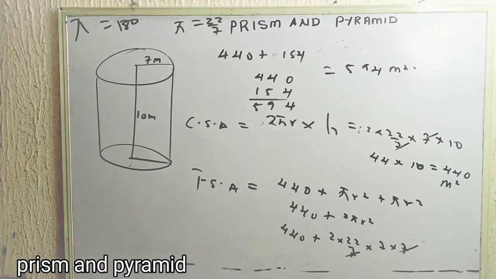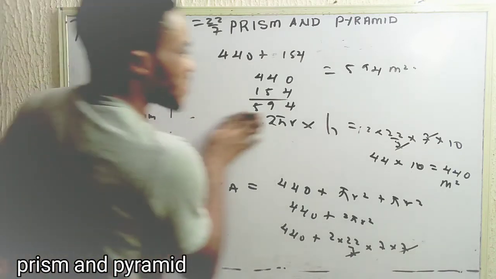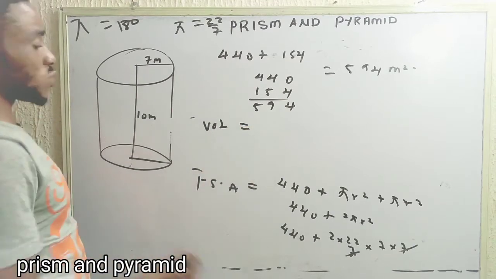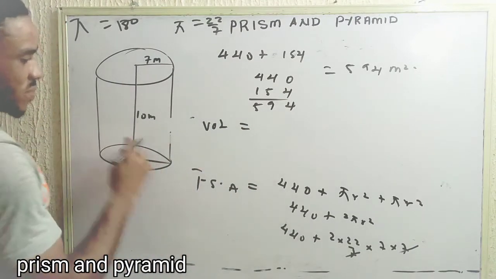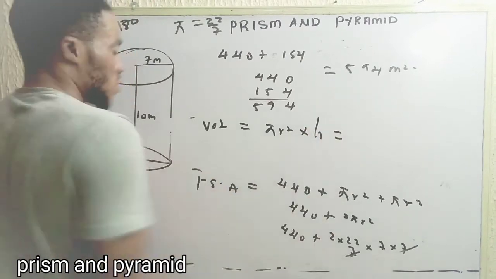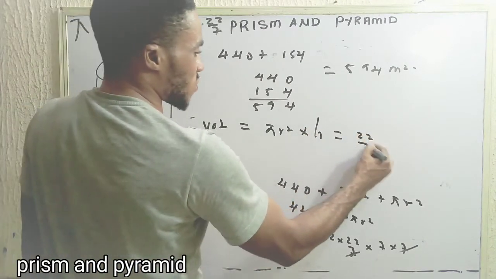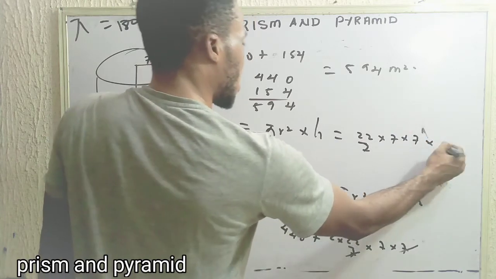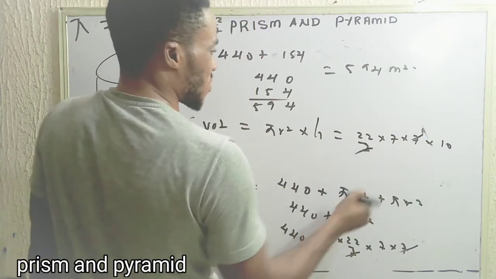Now I'm about to find the volume. For the volume, like I say, the volume will always be given by the area of the base, which is pi r squared, times the height, which is h here. So the area of the base is 22 over 7 times 7 times 7, times the height being 10. You take care of this.